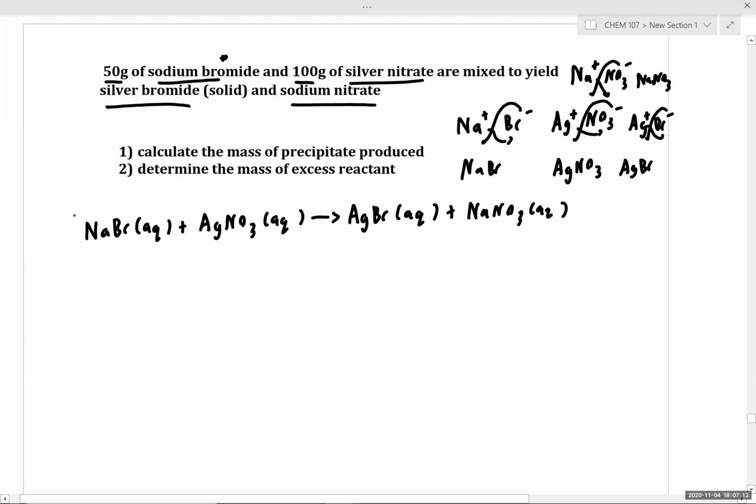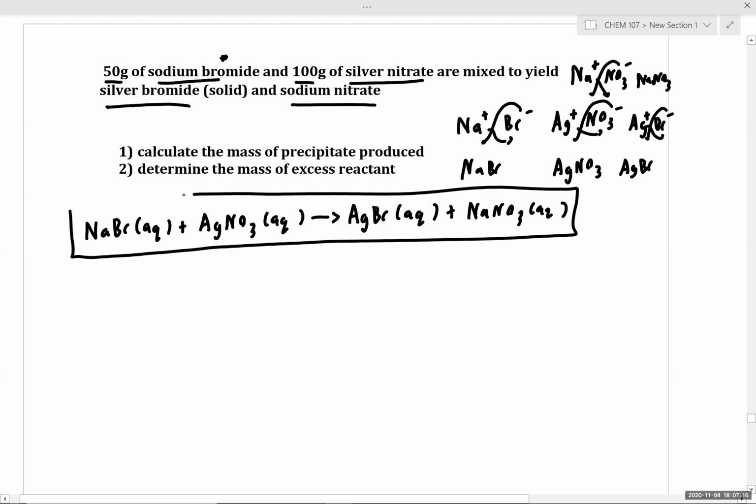So now that we have this equation in place, my question to all of you is, is this equation balanced? Does this equation have the same number of atoms of each element on each side of the reaction equation? Is this equation balanced? Yes. Perfect, okay, so we'll put a check mark there.